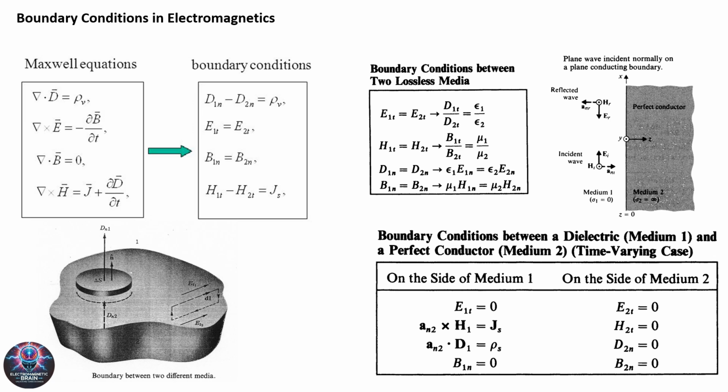On the other hand, the normal components, the parts of the fields perpendicular to the boundary, can experience discontinuities. These discontinuities are related to surface charge and surface current densities. For instance, the normal component of the electric displacement field may jump by an amount proportional to the surface charge density at the boundary. Similarly, the normal component of the magnetic flux density can be influenced by surface currents, causing a discontinuity.